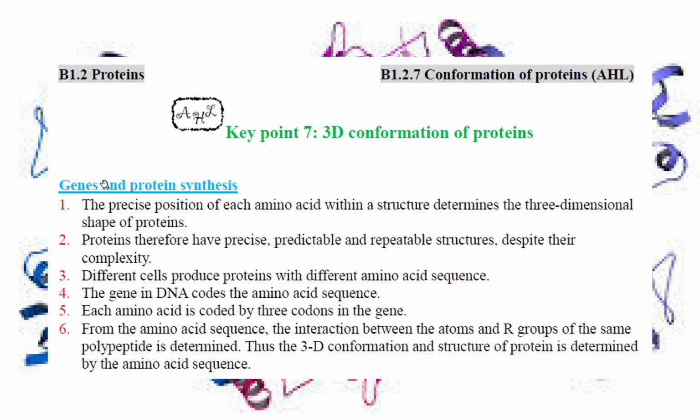Three-dimensional. So, the genes and the protein synthesis. The precise position of the amino acids controls the three-dimensional structure of the protein, right? And the protein for a specific function has to have a precise, predictable, repeatable structure. So how to connect them? Which after which? Who wrote it? The DNA wrote it. The code for this amino acid sequence is in the DNA. So DNA is important. DNA controls what kind of protein is to be synthesized, and then the protein has its specific function.